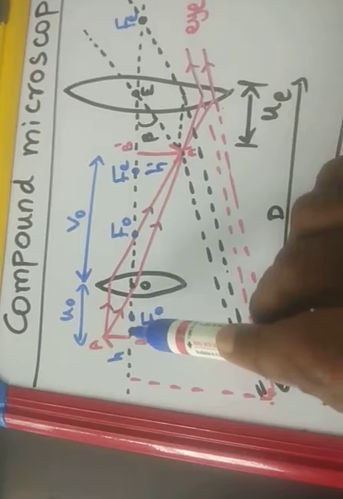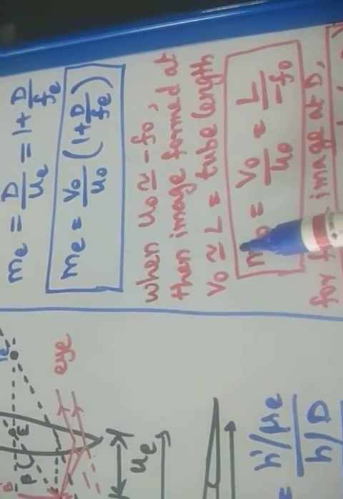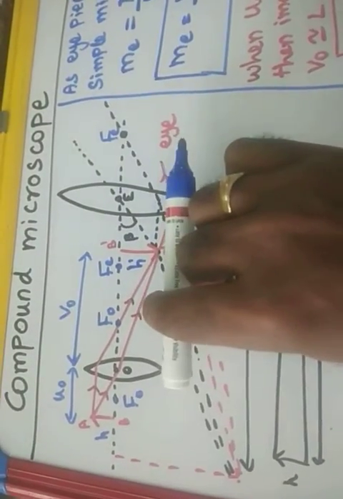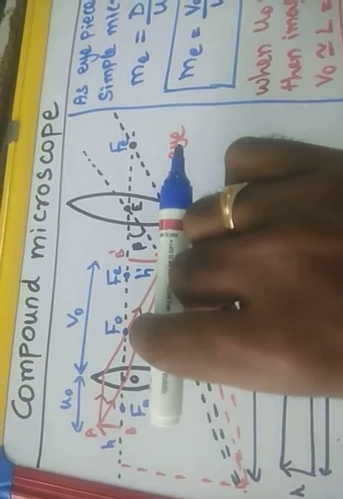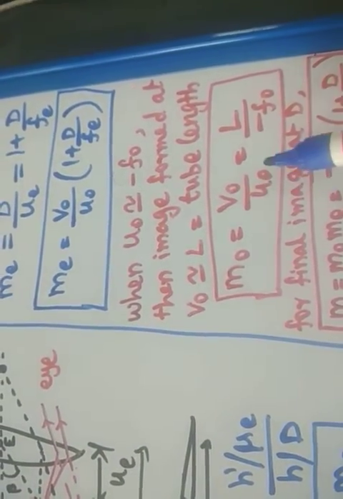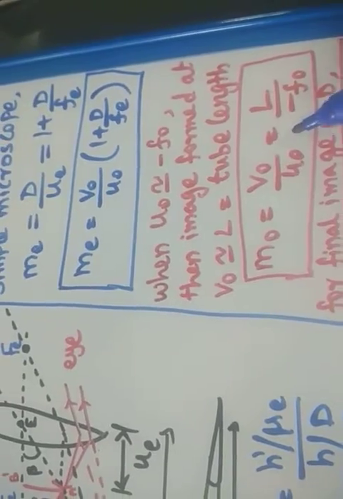So if I move this object very close to this focus, where will the image be formed? The image will be formed at V0, that is the tube length. The image also moves toward it. So this is the tube length. The distance between the objective lens and the eye lens is the tube length, that is L. So M0 is equal to V0 by U0. V by U is the magnification formula. Here V is the tube length and U is U0.